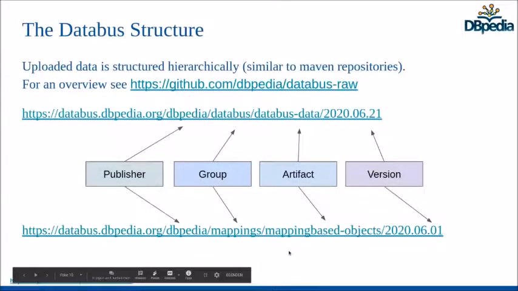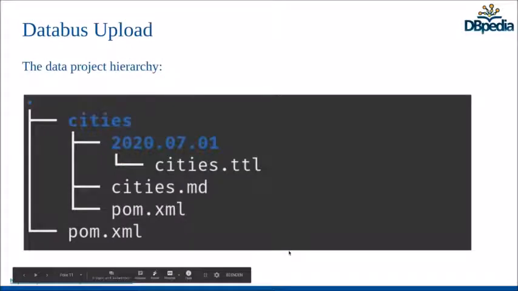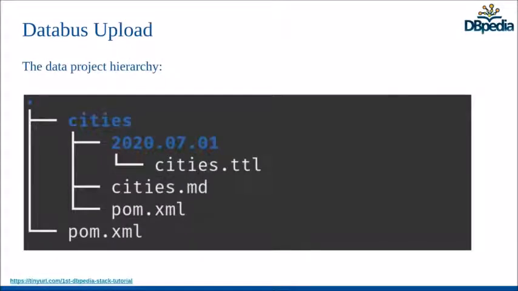All right. So if you clone the repository of the Databus upload, the Stack tutorial resources, there's a folder Databus upload, and in that folder you can see this. This is the typical data project that is used to upload data to the Databus. And we'll go through all these files and I'll explain what they do. So let's start with the POM XML at the root.